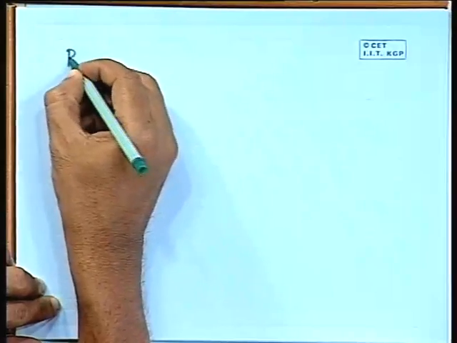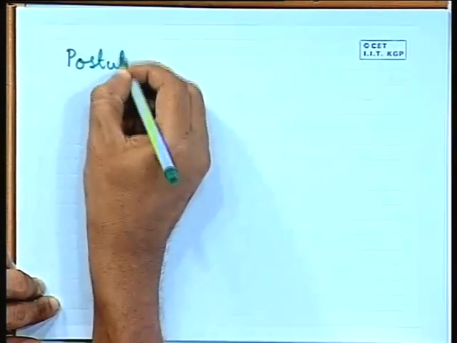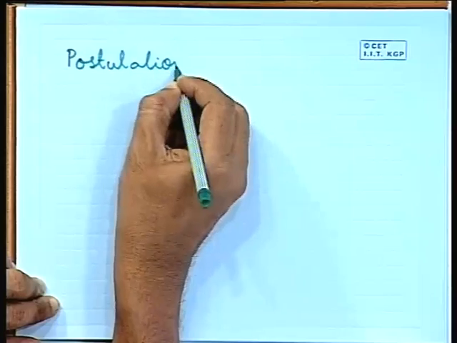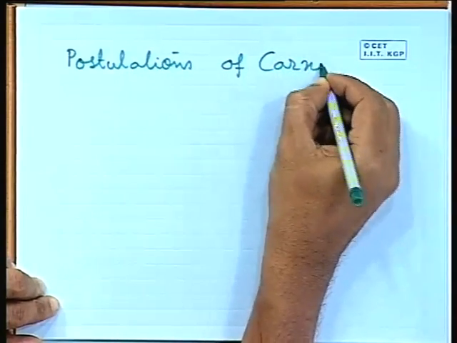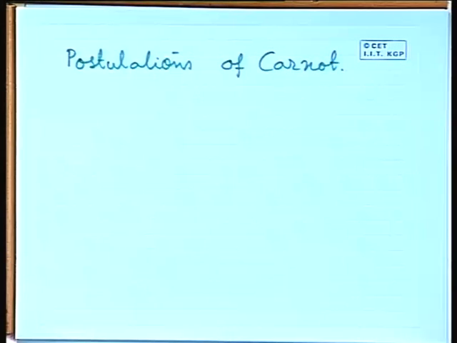Along with the proposition of this cycle, he has also given a few attributes, characteristics, or qualities of these cycles. Two of them are very important. These are known as the postulations of Carnot. What are those?